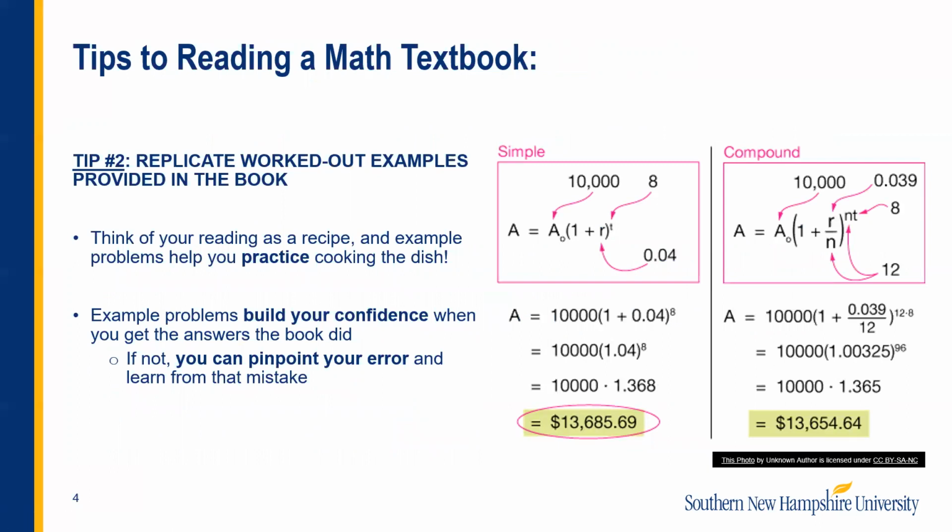Tip number two is replicate the worked out examples provided in the book. A lot of students just skim this when they give us an example. And these examples in the book are a recipe for us to follow to understand how to do a particular mathematical skill. So we want to practice this. Don't just skim it and then go on to the homework and find yourself confused that you don't know where you're making your errors. Do the example from the book, write it down if you want to, or at least work out the problems and get the exact same calculations and numbers that they are. If you do, that's what's going to build your confidence.